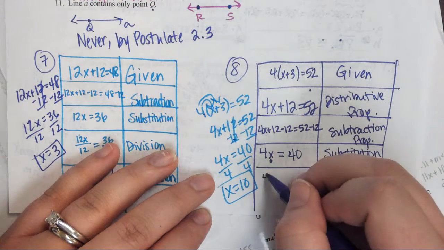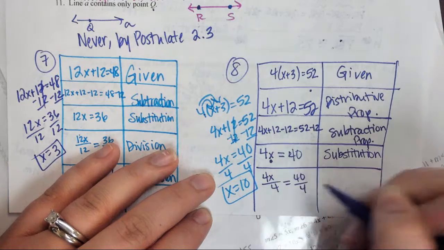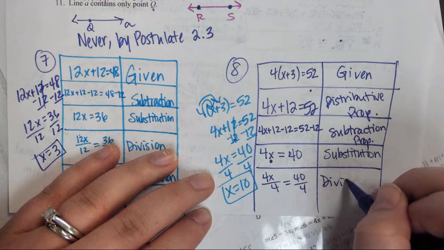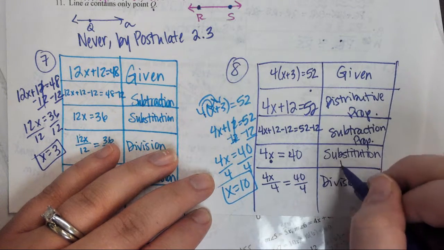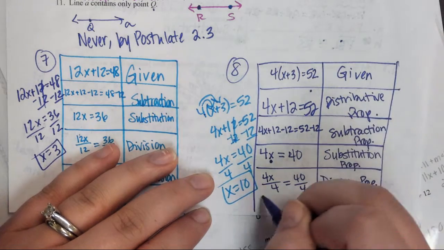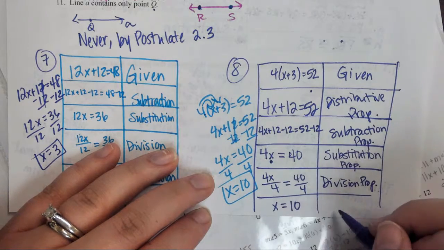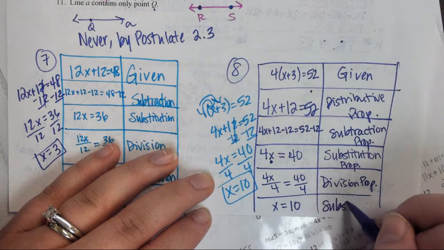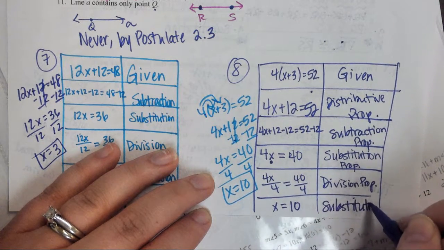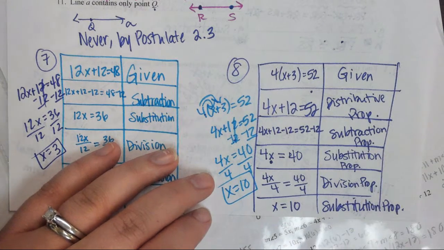I divide both sides by 4. That's division. And I replace 40 divided by 4 with a 10, so that is substitution again. I'm telling you, when I don't know, I guess substitution.